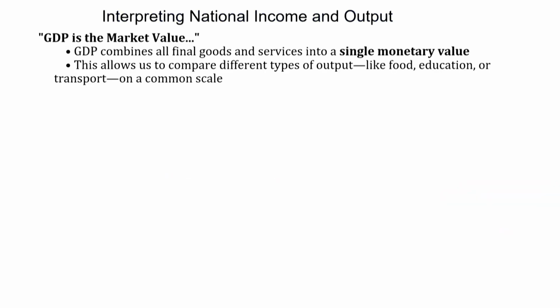Then let us move to another aspect, interpreting national income and output. GDP is the market value, right? The main part of the definition we have highlighted is that GDP is the market value. GDP combines all final goods and services into a single monetary value. This allows us to compare different types of output like food, education or transport on a common scale.